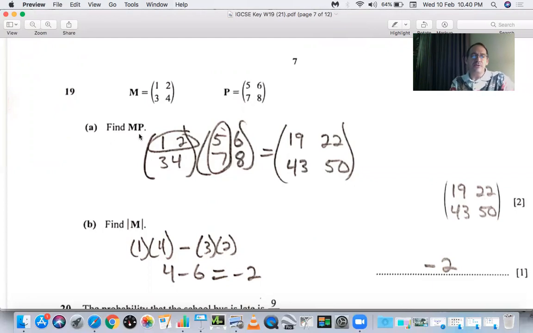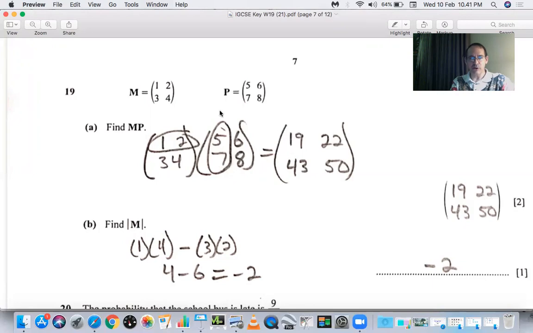So with matrix multiplication, you multiply matrix M times matrix P. Matrix multiplication, the order does matter, so you do need to make sure you put M first and P second. And when you multiply matrices, you do row times column. So the first element in your row times the first element in the column, plus the second element in your row times the second element in your column. So 1 times 5 is 5, 2 times 7 is 14, 5 plus 14 is 19.